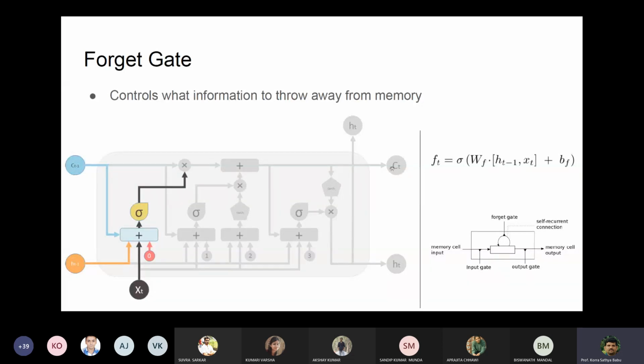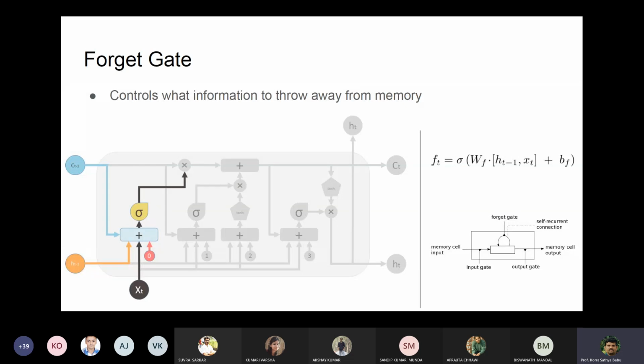Okay, so this ft value is here. I'm not able to write it on this PDF, so I'm not writing it, but this particular line here, the output of this squashing function, is ft. Please remember this.